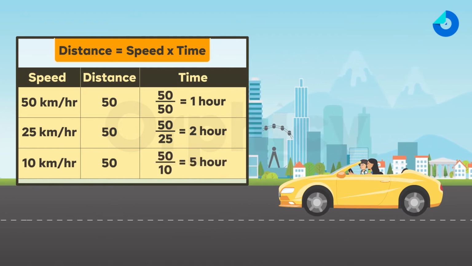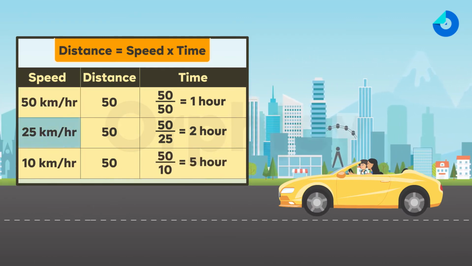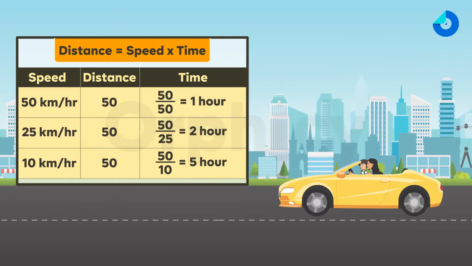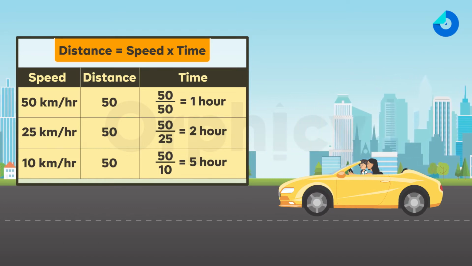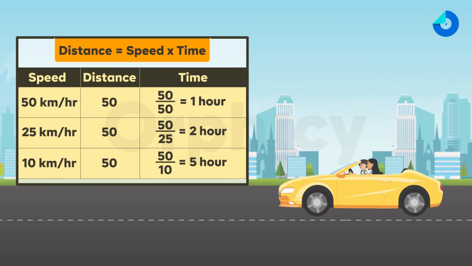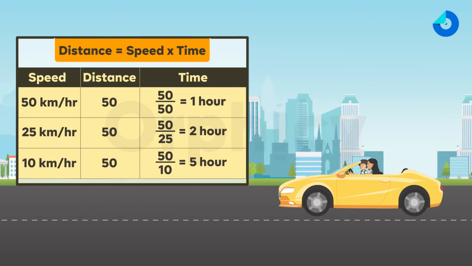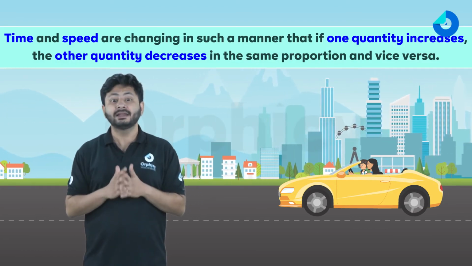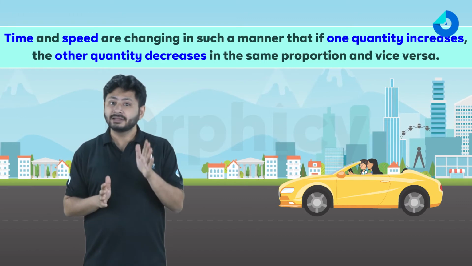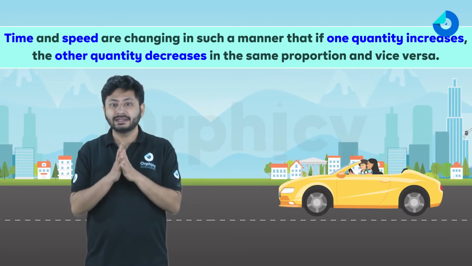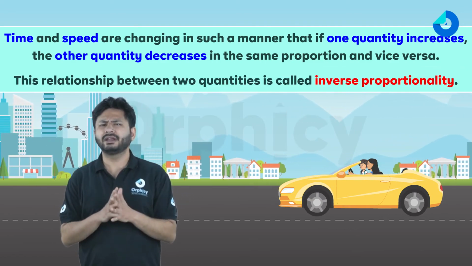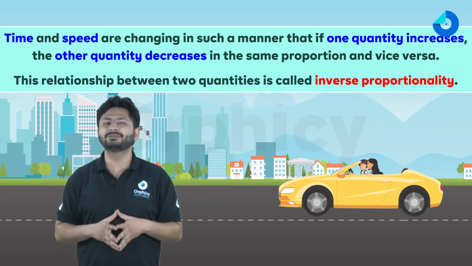Now, as we can see, if we decrease the speed to half, the time taken is getting doubled. वहाँ पर half किया तो ये double हुआ. Now, if the speed is getting 1/5, the time taken is 5 times. तो उल्टा relationship or reverse relationship. This time we can say that time and speed are changing in such a manner that if one quantity is increasing, the other quantity is decreasing in the same proportion and vice versa. This relationship between two quantities is called indirect or inverse proportionality.